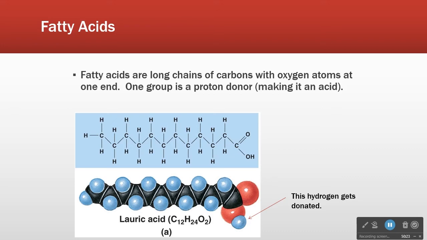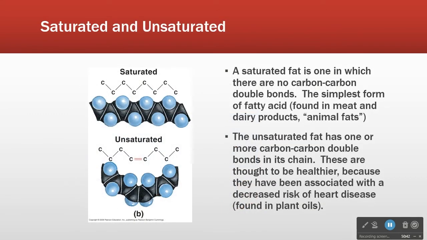So this little guy right here off on its lonesome, when you put that in water, that little guy comes off. That's why we call it a fatty acid, because it's a proton donor, right? And what's left then, in this case, would be a lauric acid with a negative charge on one end. Everybody see that? So fatty acids are proton donors.